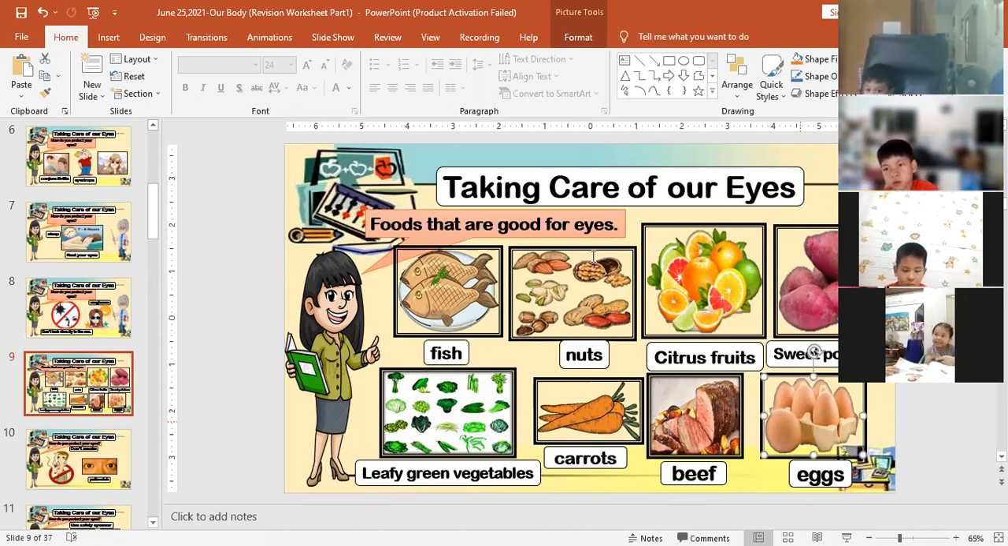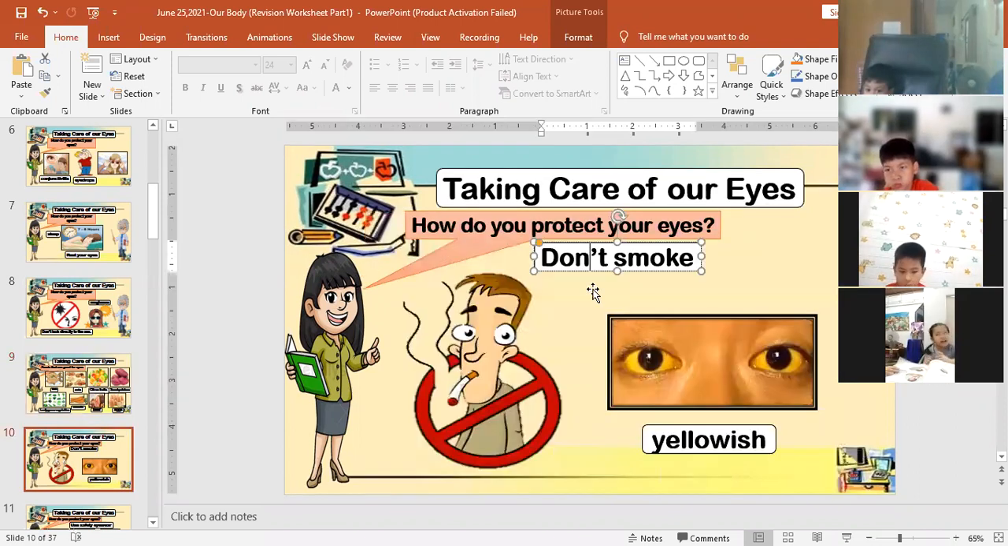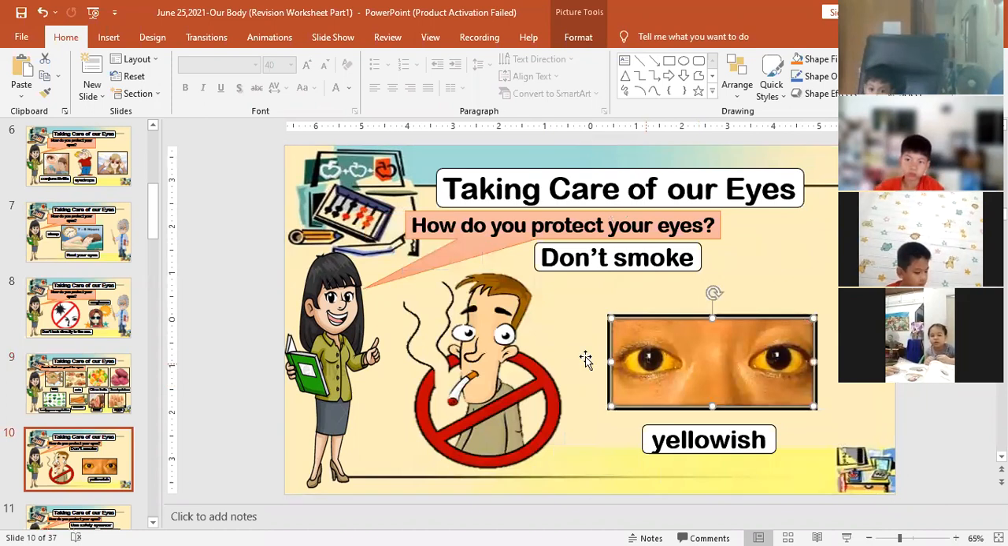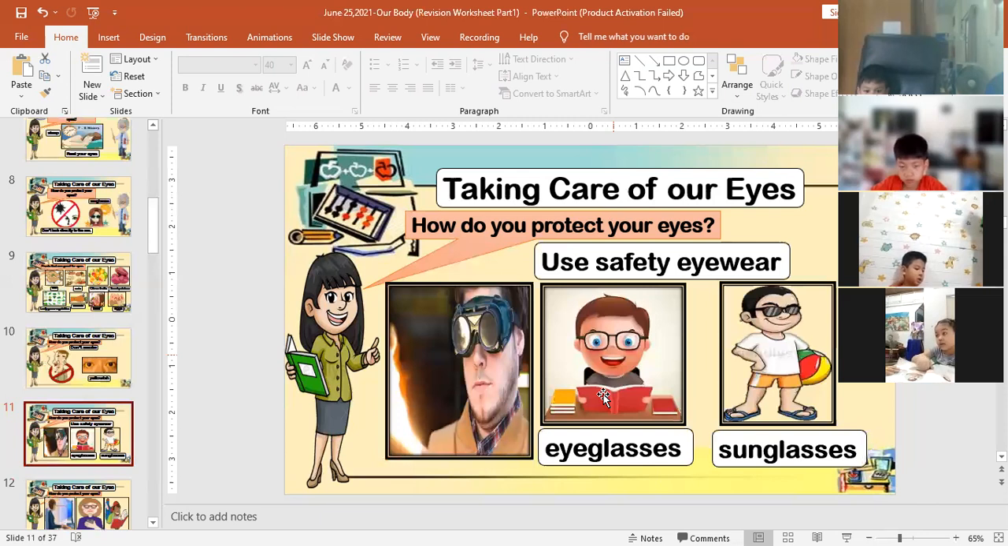Okay, next we have, do not smoke. What will happen to your eyes? The color will turn yellowish, from color white, it will turn yellowish, just like this one. Next one we have, use safety eyewear, eyeglasses and sunglasses.